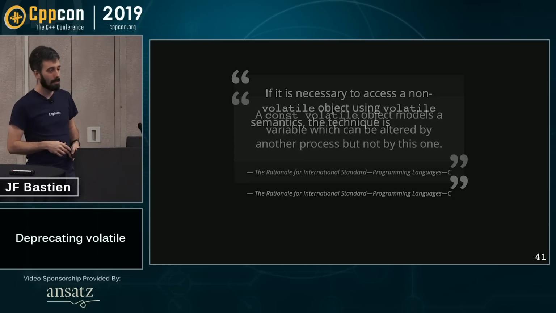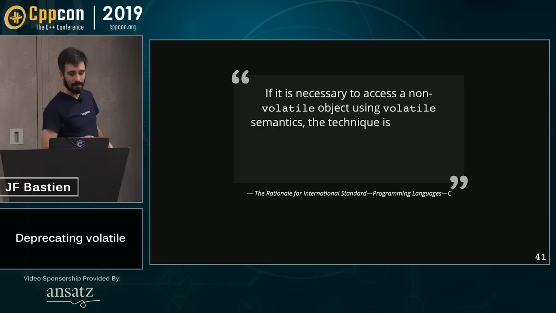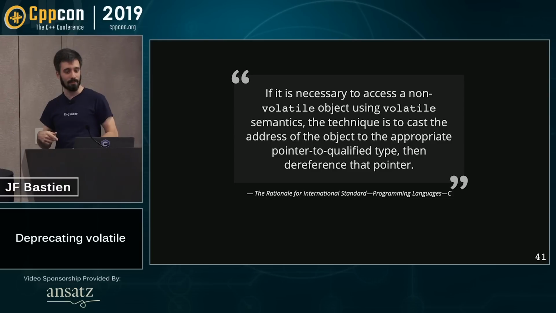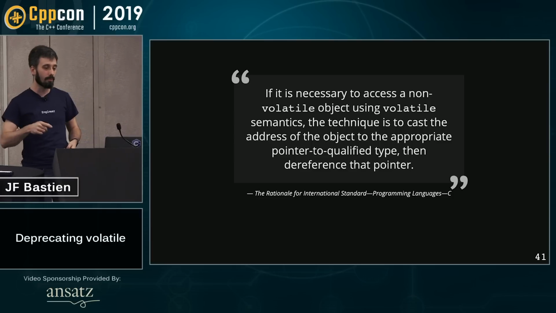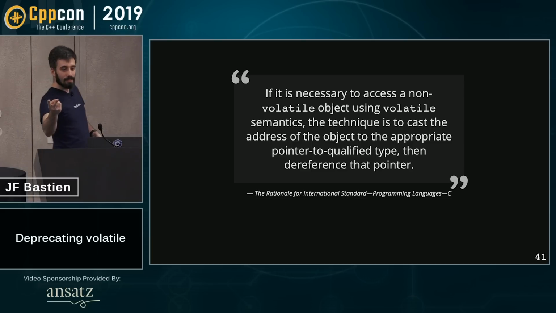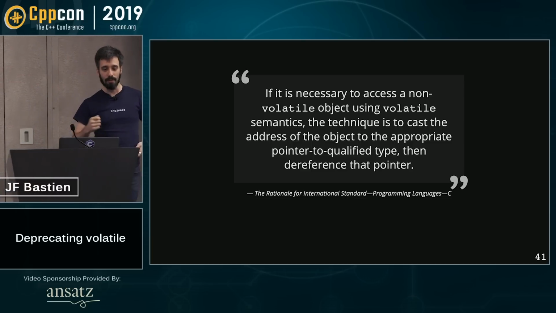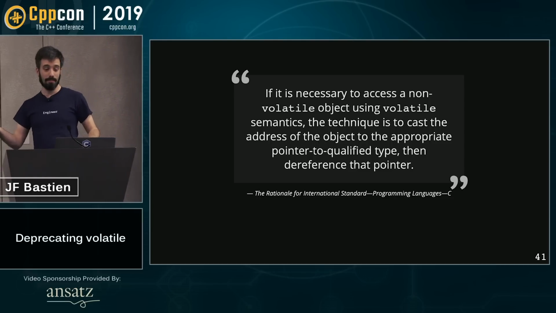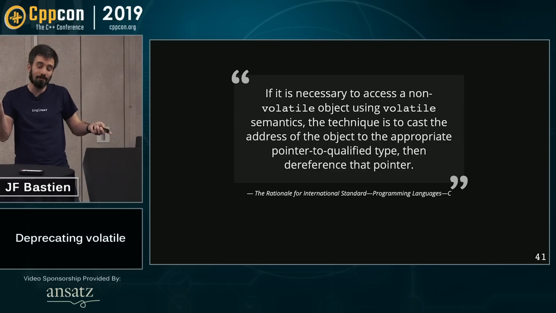All right, cool. If it is necessary to access a non-volatile object using volatile semantics, the technique is a cast. Cast the address of the object to the appropriate pointer to qualified type, then dereference that pointer. Now, notice this. What's the reverse of this? If it is necessary to access a volatile object using non-volatile semantics, what's the technique? It doesn't say anything. There's no other section that talks about this. Presumably it's not valid. I don't know.